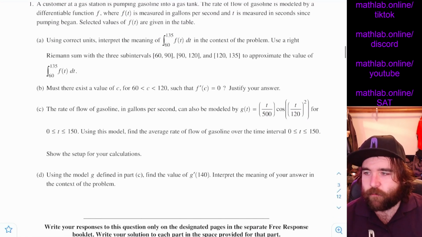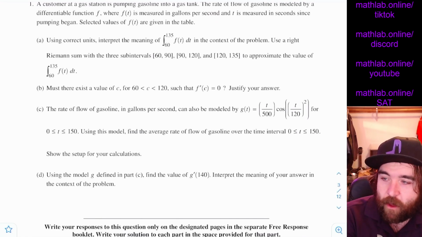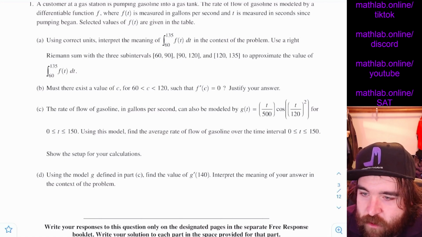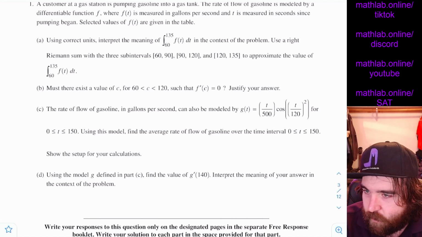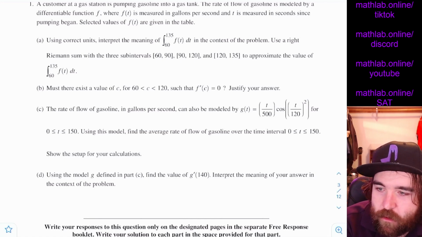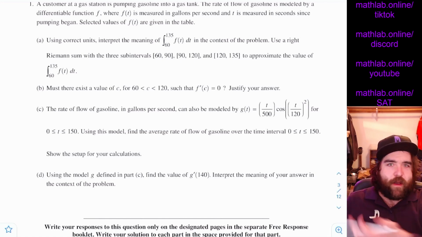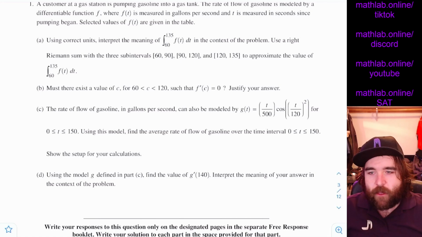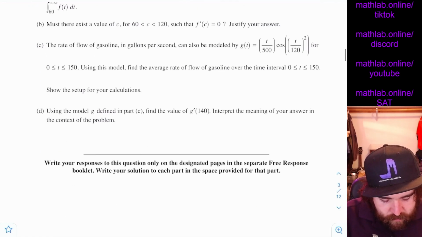Okay, part C. The rate of flow of gasoline in gallons per second can also be modeled by that. Using this model, find the average rate of change over the time interval 0 to 150. Find the average rate of flow of gasoline. Oh, average rate of flow. So just average rate of flow from 0 to 150. We're going to get the total amount of flow and then divide by 150. And how do you get the total amount of flow? That's the same thing we did in part A. It's just here we're going to do it in the calculator.